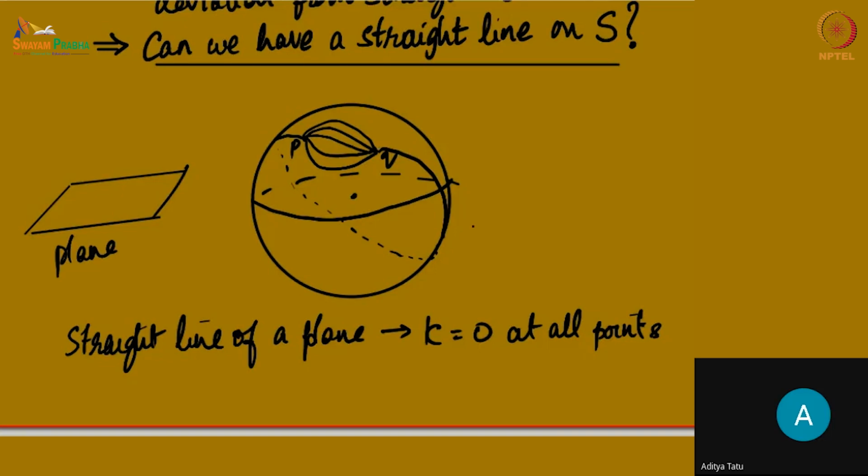Okay, so you see, I don't expect you to answer this question, but you can see that you will not have the usual straight line that we are familiar with on a plane on a general surface. At least that much you agree?